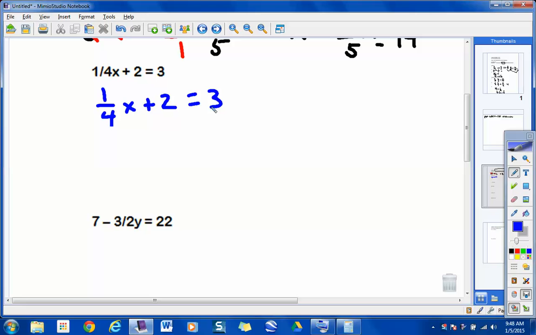Is there any addition or subtraction to undo? So how am I going to get rid of my plus 2 first? I'm going to minus a 2 here, and I'm going to minus a 2 here. All agree? Okay, so let's see what we come up with. 1/4 x equals 1, right?